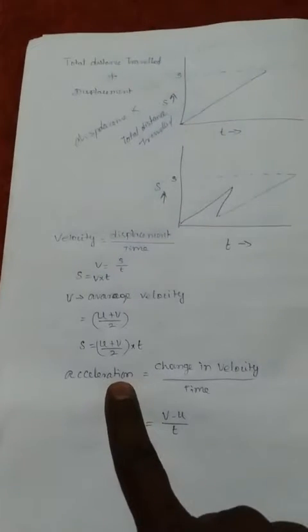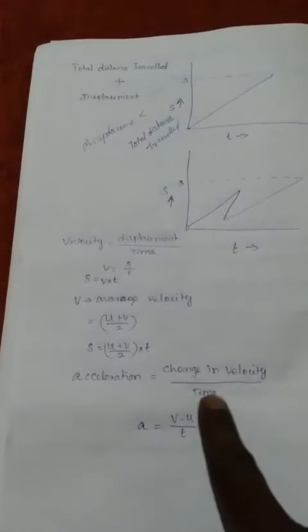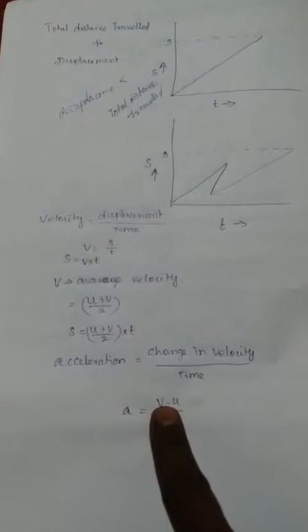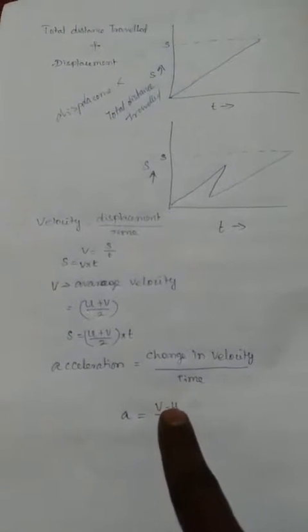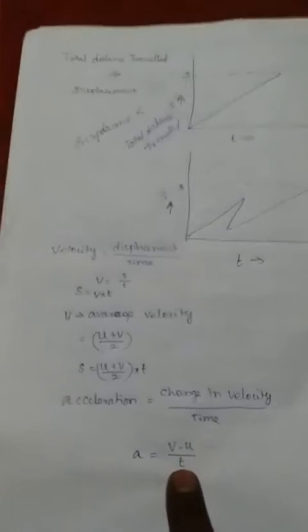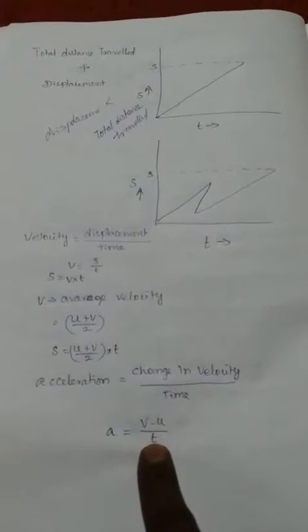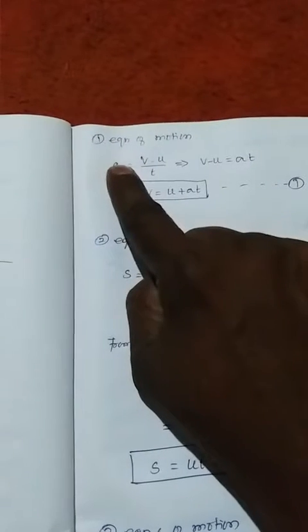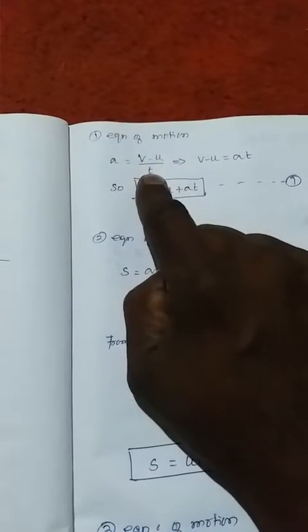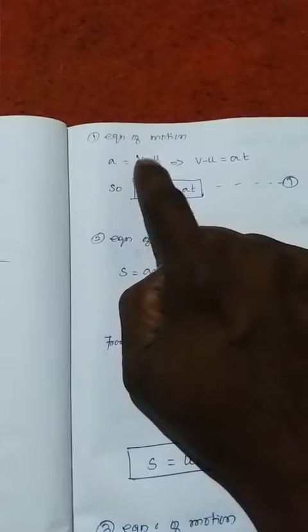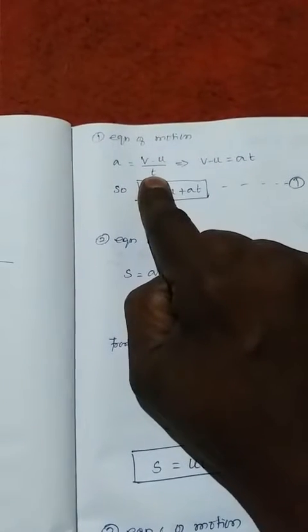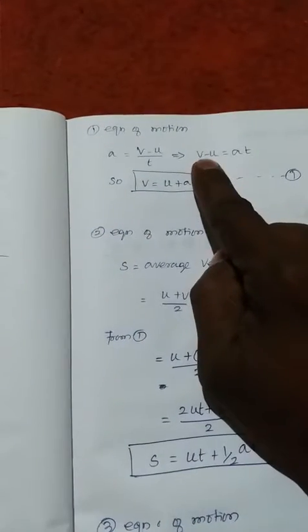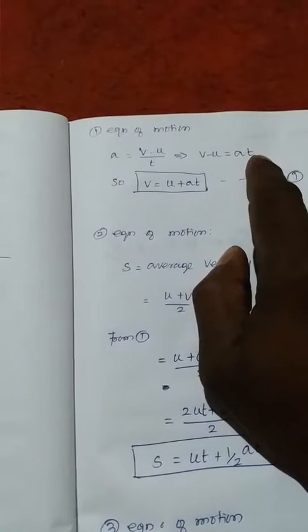And once again, acceleration is the change in velocity divided by the time. So what is the change in velocity? Final velocity minus initial velocity, divided by the time. So now I am going to derive the first equation of motion. Acceleration is change in velocity by time. Here the change in velocity is V minus U. I will write V minus U is equal to A into T.